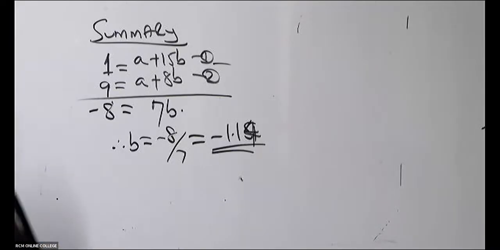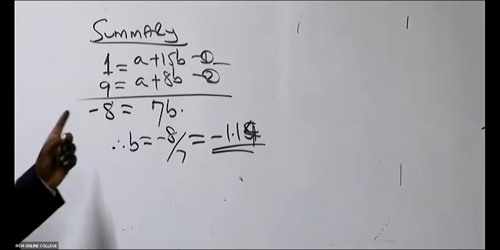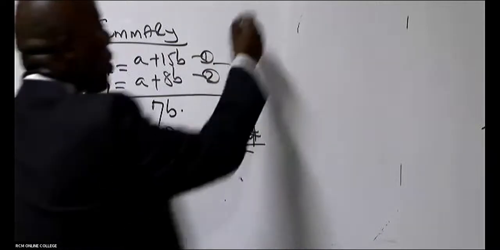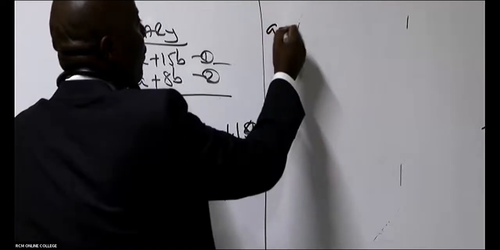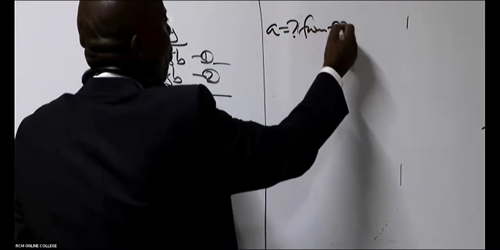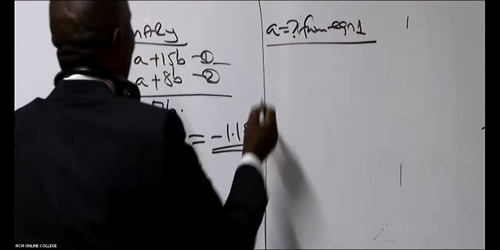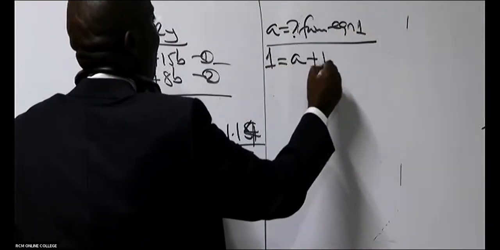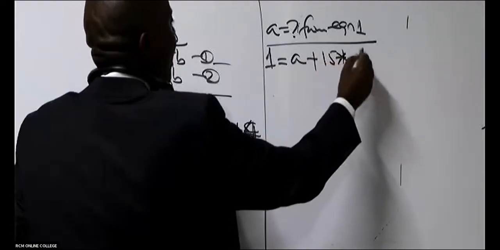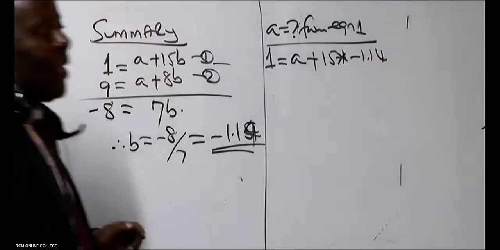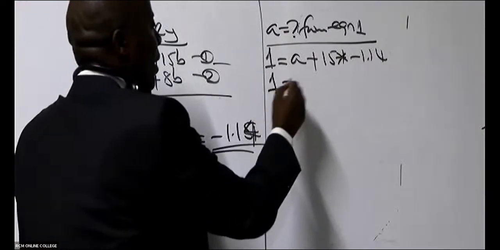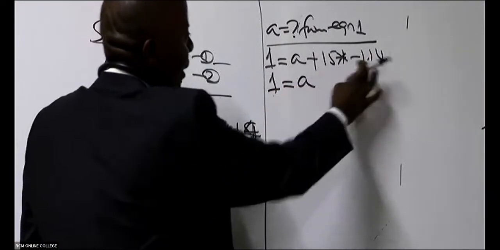Yeah. So then don't forget, what do we need to do to get A? We substitute, isn't it? So we ask ourselves, what is the value of A from equation 1? So this will be 1 equals A plus 15b, and our b is negative 1.14, eh? Therefore, this will be 1 equals A. What is this times this?